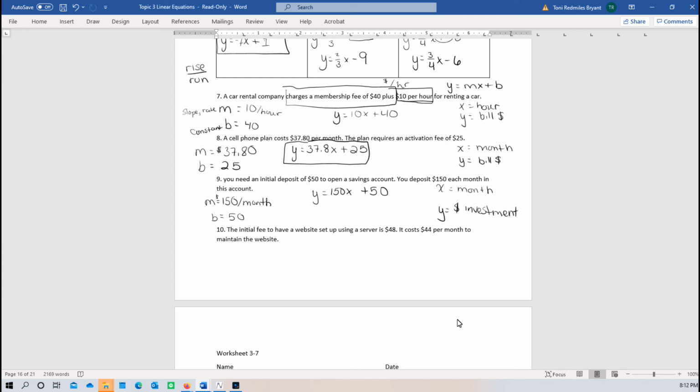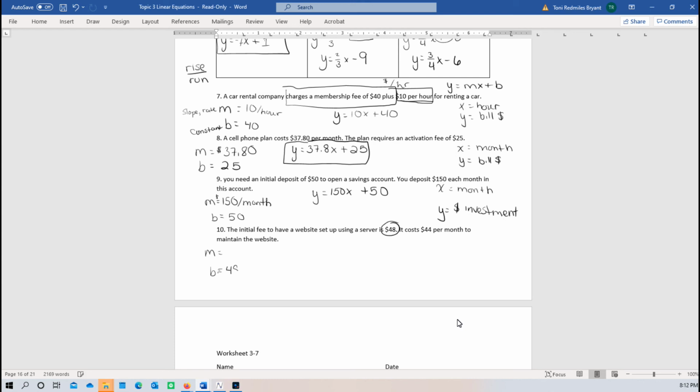So we're talking about a bigger idea here. Not only am I getting a website, I'm getting a private server for it. It's $48. It costs $44 per month to maintain it. So somebody's making some money. Actually, I don't think that's very good money for the market for that particular field, but we'll see. We know we're going to pay a setup fee of $48.